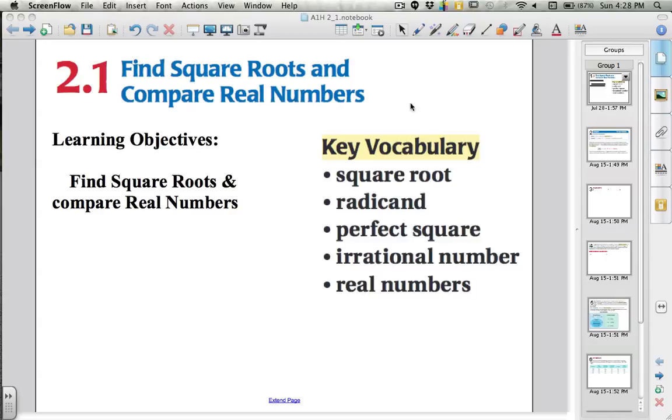In section 2.1, we're going to be finding square roots and comparing real numbers. Our learning objectives for this section are finding square roots and comparing real numbers. So key vocabulary you're going to need to know: what a square root is, what a radicand is, what a perfect square is, what defines an irrational number, and what the different types of real numbers are.